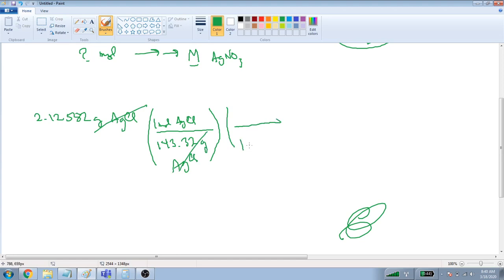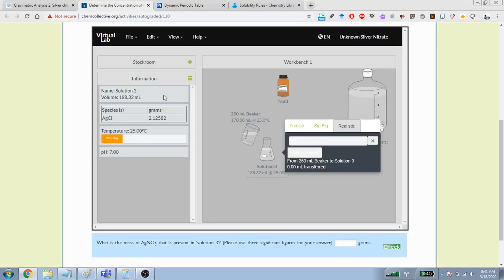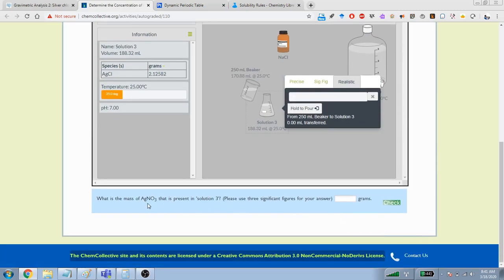Now in 1 mole of silver chloride, there's 1 mole of silver ions. And 1 mole of silver ions comes from 1 mole of AgNO3. So this answer is going to get me moles of AgNO3. And I want that because the question they're asking me in this virtual lab is, what is the mass of AgNO3 that is present, right?